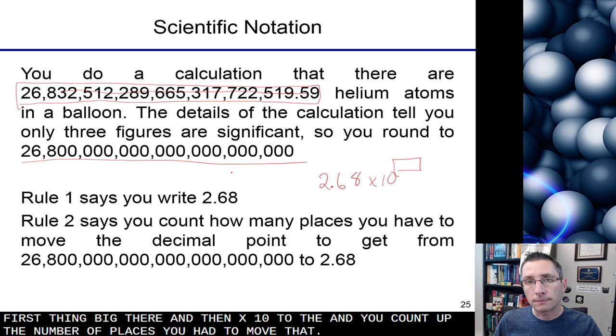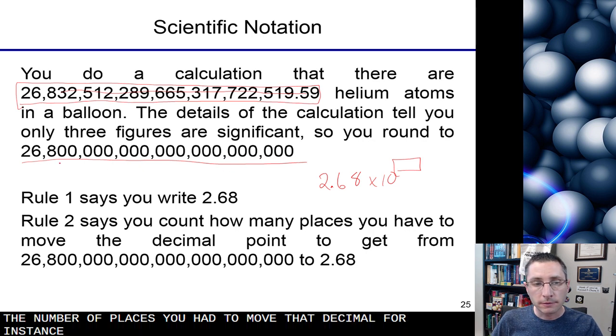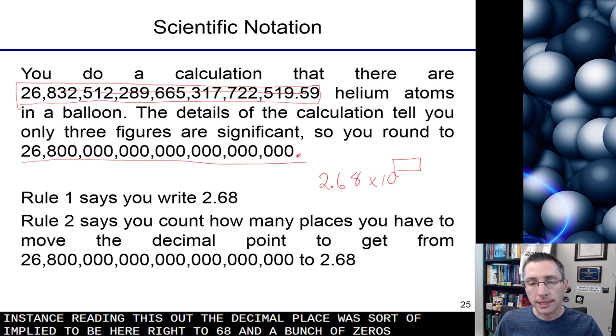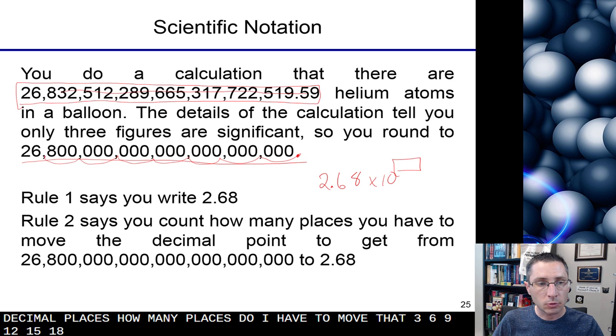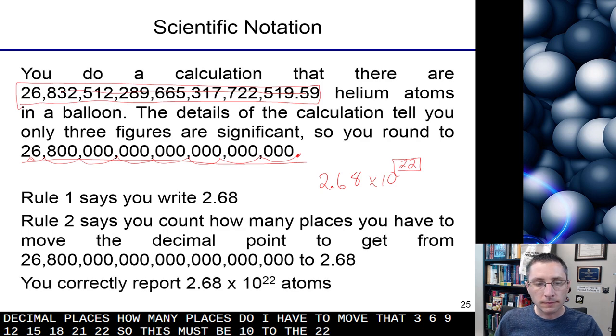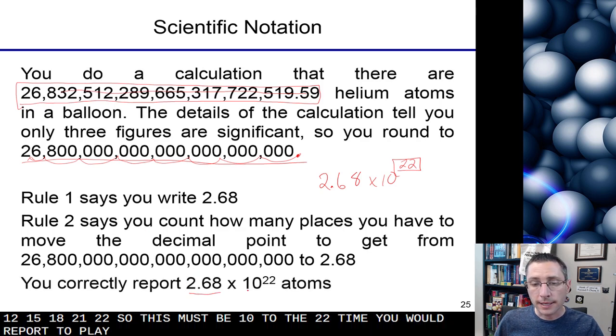Okay, for instance, writing this out, the decimal place was sort of implied to be here, right? 2, 6, 8 and a bunch of zeros, then a decimal place. How many places did I have to move that? 3, 6, 9, 12, 15, 18, 21, 22. So this must be 10 to the 22. Okay, you would report 2.68 times 10 to the 22 atoms.